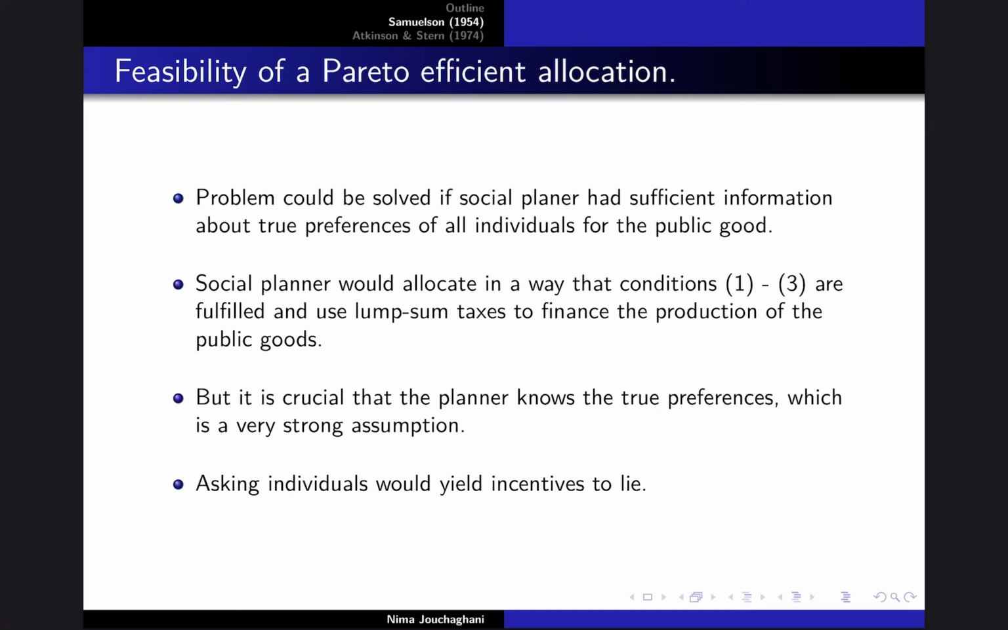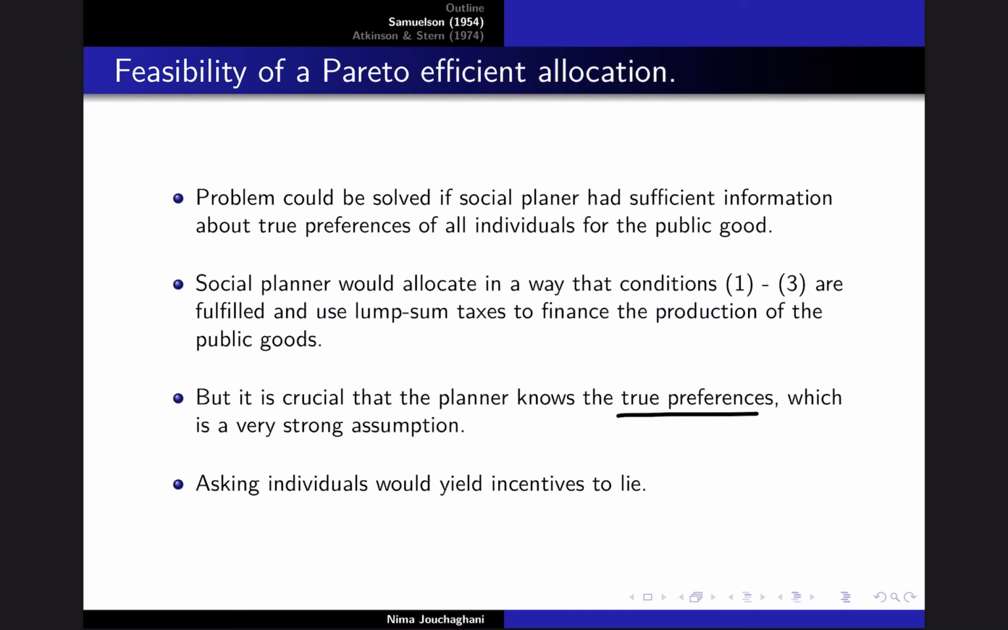And the social planner could use lump sum taxes to finance the production of the public goods. You could take away some amount of the inputs of the consumers in order to produce the public goods by lump sum taxes. But the crucial thing here is that the planner needs to know the true preferences. This is a very strong assumption, because just imagine if you have a very high population, it's highly unlikely that you as a social planner know exactly what the true preferences of the individuals are.